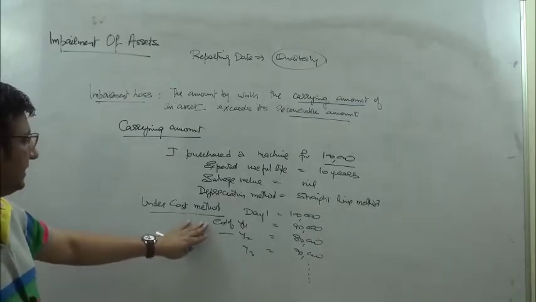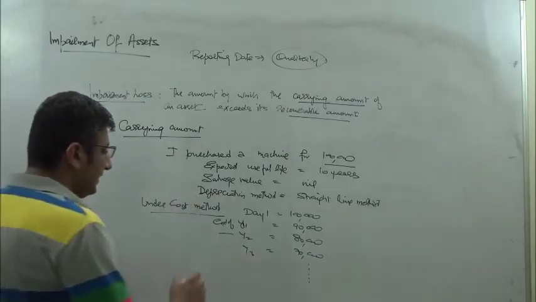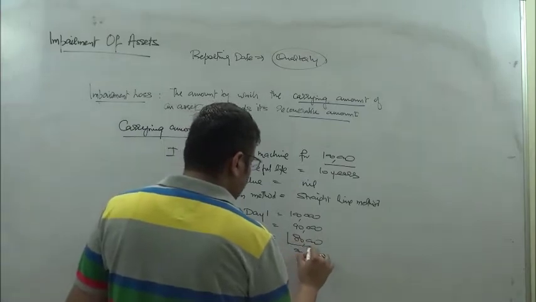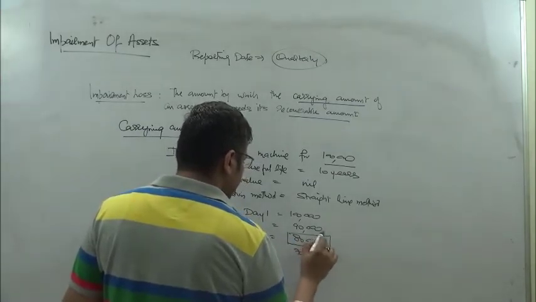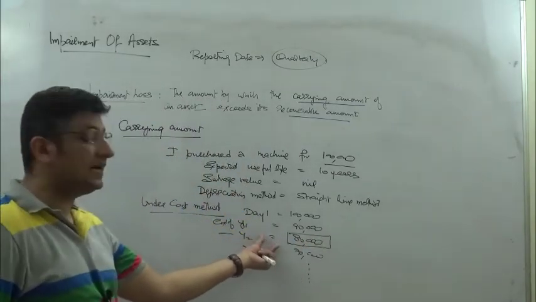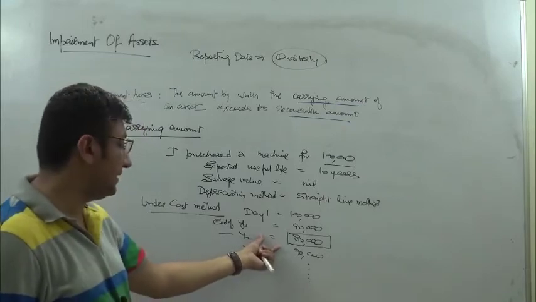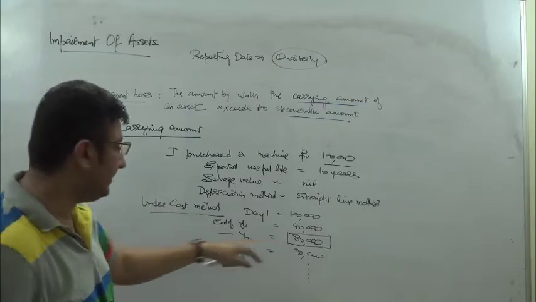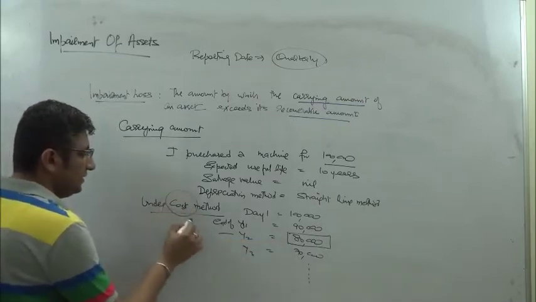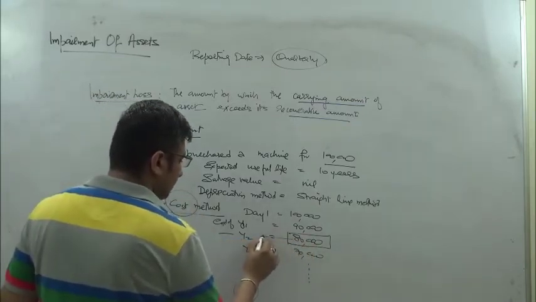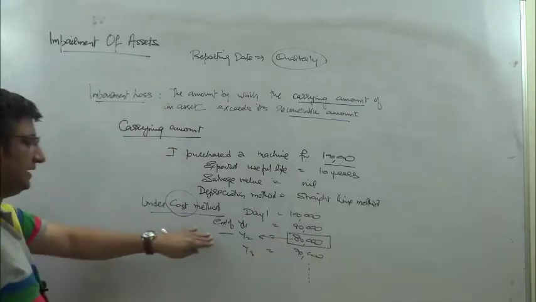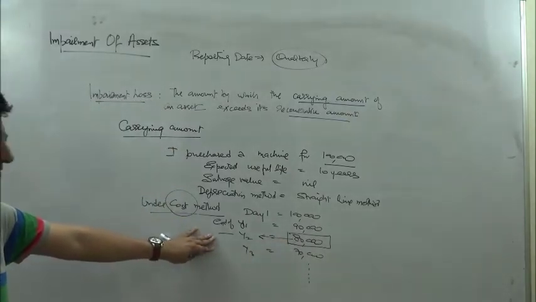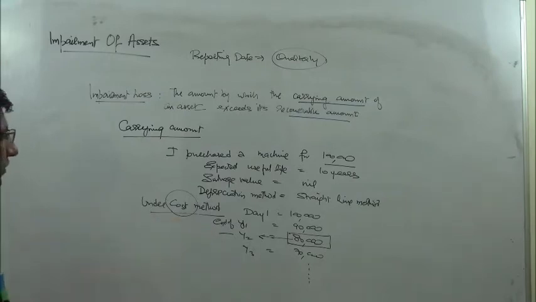So when I say, for example, at the end of year two, I'm looking at a carrying value of 80,000 here. That is the written down value as it appears in my books. This becomes my carrying value. Under the cost method, my carrying value of this machine at the end of year two is 80,000. Quite logical, right? That's something we would have known even before.